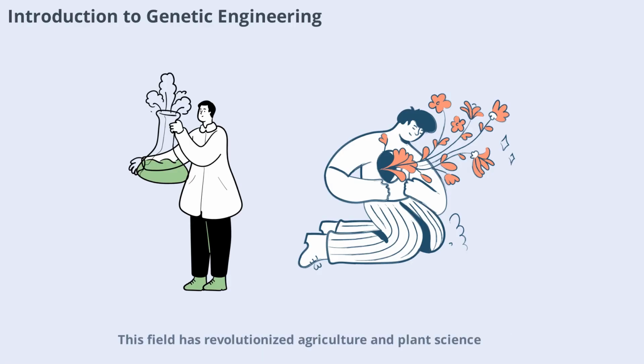This field has revolutionized agriculture and plant science, allowing us to modify plants at the genetic level for improved traits. From boosting crop yields to enhancing resistance against pests and diseases, genetic engineering has opened up new possibilities. In this video, we'll explore how genetic engineering works, its benefits, challenges, and the impact it has on our daily life. Let's start by understanding what genetic engineering actually means and why it's so important in the context of plants.